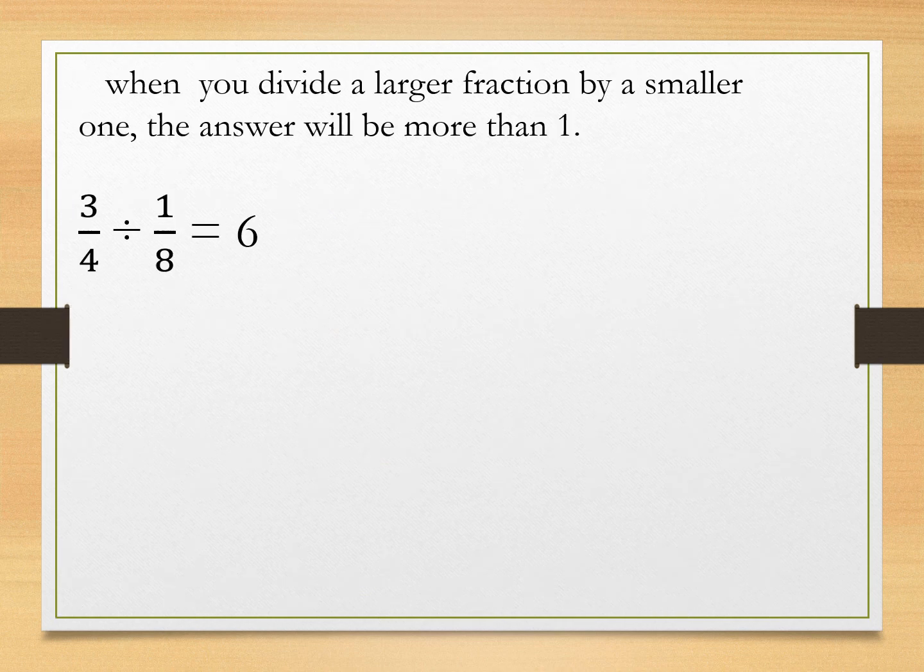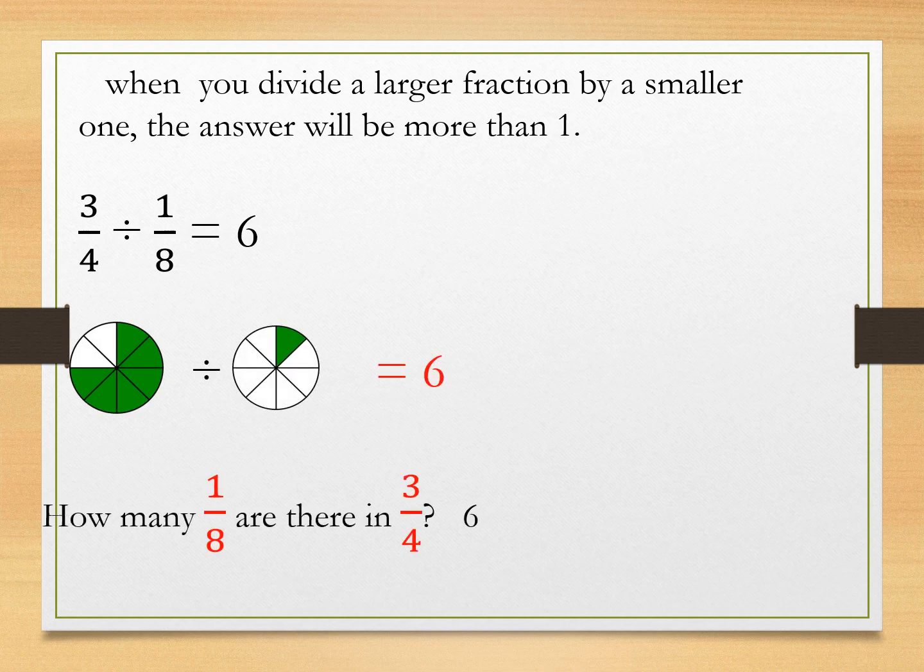As you can see here, if you divide a larger fraction by a smaller one, the answer will be more than 1. For example, 3 over 4 divided by 1 over 8 means 3 over 4 times 8 over 1. 3 times 8 is 24. 24 divided by 4 is 6, like these drawings. So as if you are saying how many 1 over 8 are in 3 over 4, you will say it's 6.